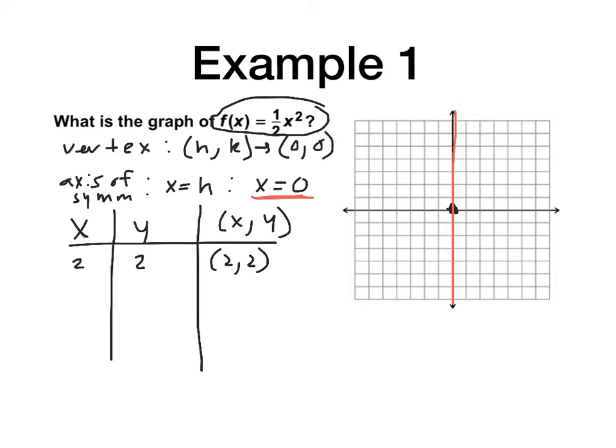So we can go to our graph and graph that. So we go right 2 and up 2. So we'll have a point right there. We're going to have the same point on the other side of the axis of symmetry. So we'll go to the left 2 and up 2. So we'll have another point there.